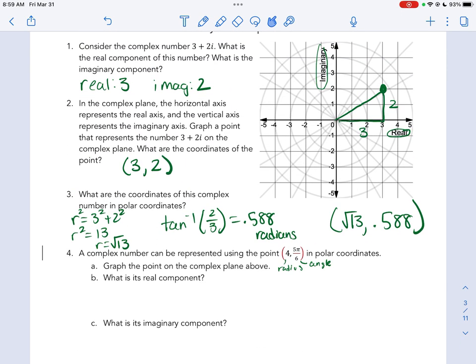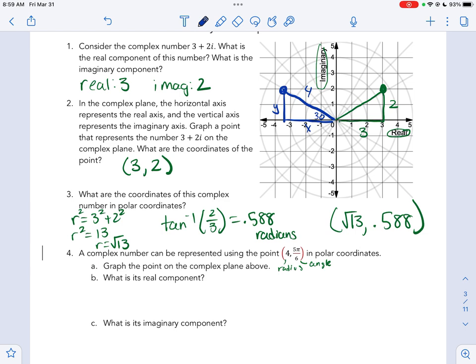So 5 pi over 6 is 5 times 30, so 150. And we've got to walk out 4: 1, 2, 3, 4. What is the real component? So again, this is 4, and if it's 5 pi over 6, I know this is 30. So we have our x and our y.